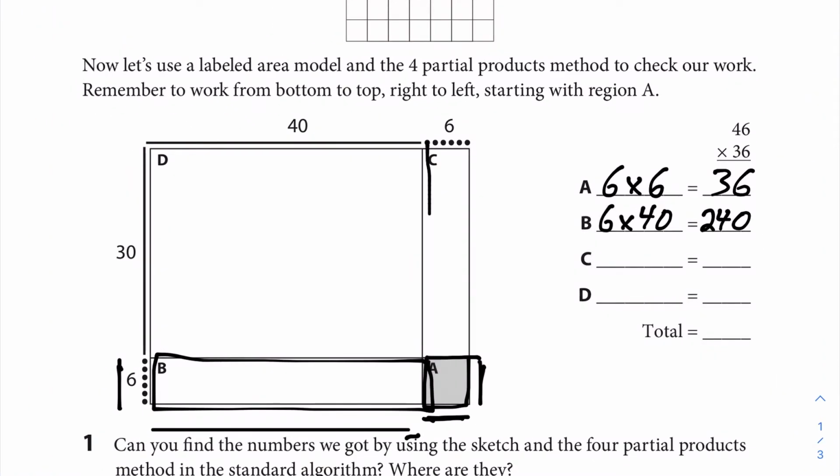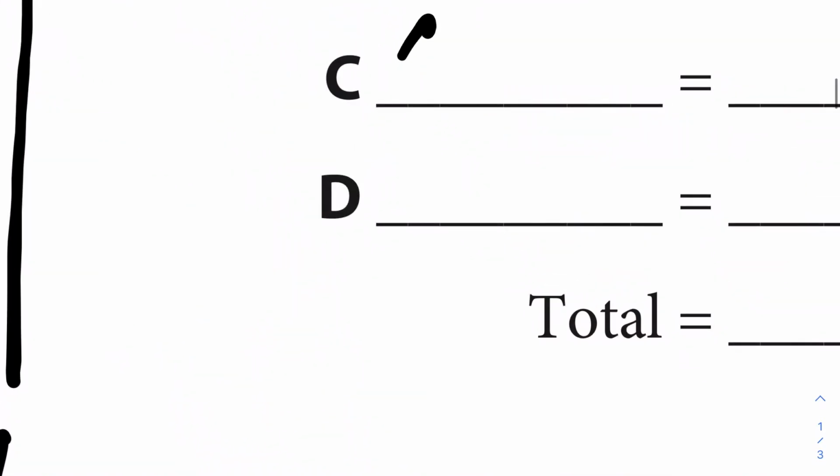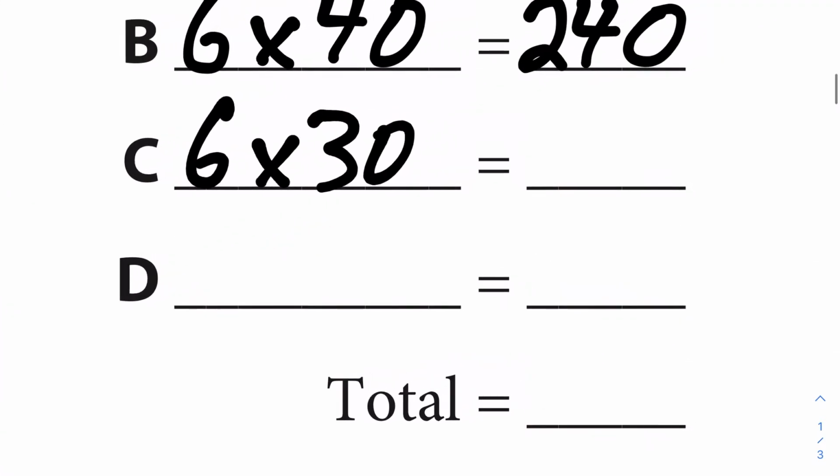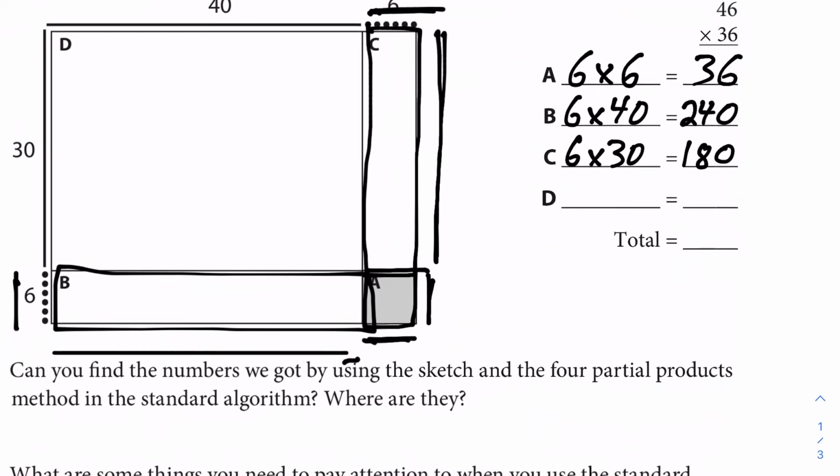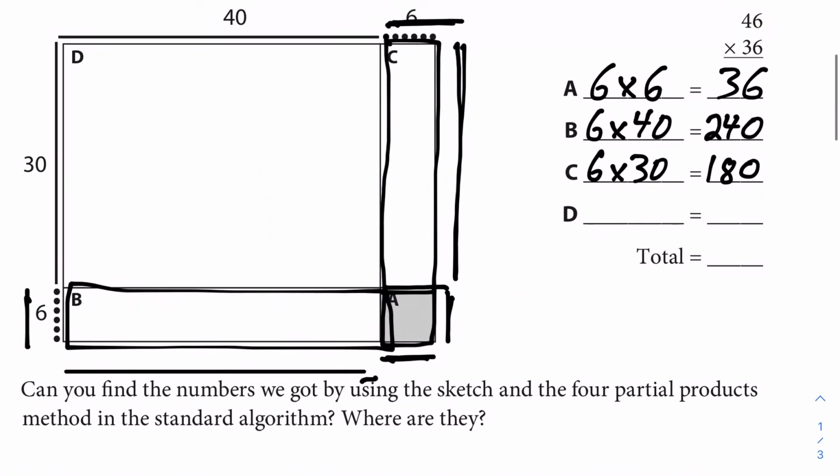On to section C. I see that section C is 6 this way, and it looks like it's 3 tens, or 30, up and down. So it's 6 times 30. And 6 times 3 is 18, so I've got the extra 0 on the 30, so that'll become 180. And then finally, we'll multiply the tens area.